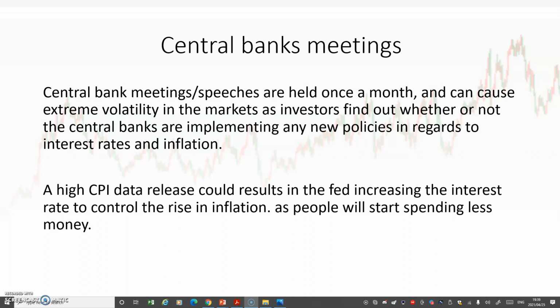Okay. A high CPI data release could result in the Fed increasing the interest rate to control the rise in inflation, as people will start spending less money. So with the dollar right now, there are some fears of inflation because of the low interest rate, so they might increase the interest rate maybe later this year, and hopefully the dollar will start strengthening again, for those who obviously withdraw in USD, because right now the dollar is weak.